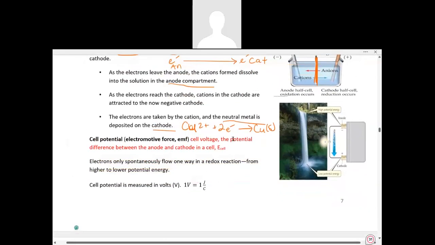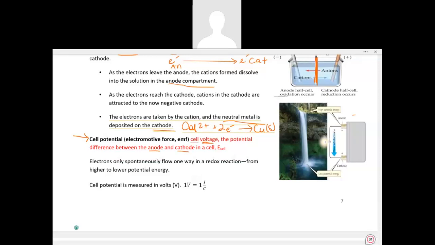So the reason that these can be utilized is that we create this potential, this cell potential, between the different electrodes, between the anode and cathode. And this is referred to as voltage, this potential. It's also called the electromotive force, which refers to the motion or movement of electrons.